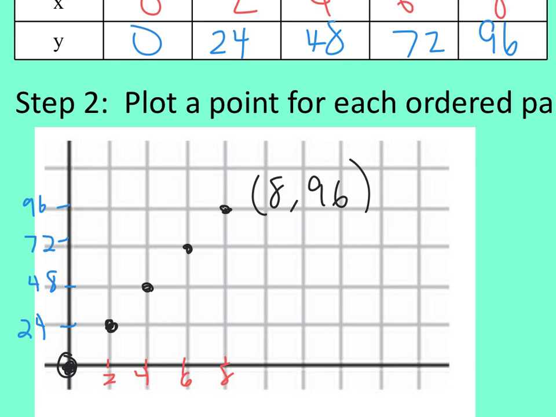This is a function that only has inputs of 0, 2, 4, 6, and 8. It does not have inputs in between 0 and 2, so there should be nothing in between these two dots. This is what our graph looks like. This graph represents the function y equals 12x for the domain that was specified.